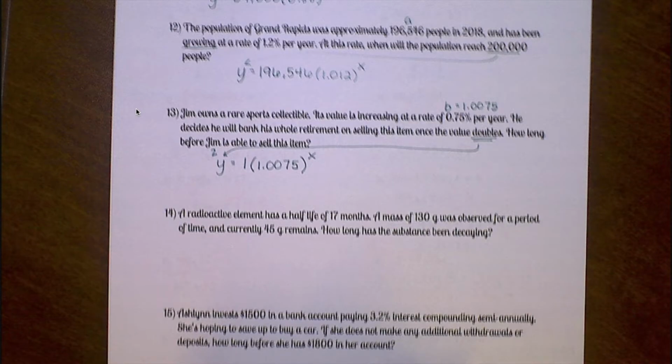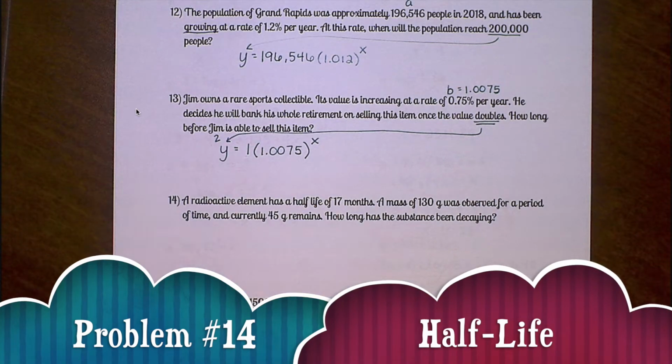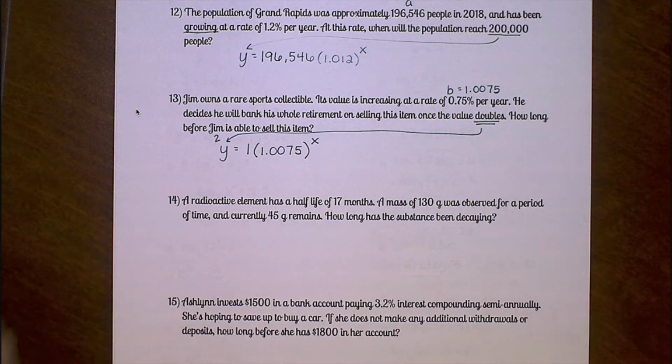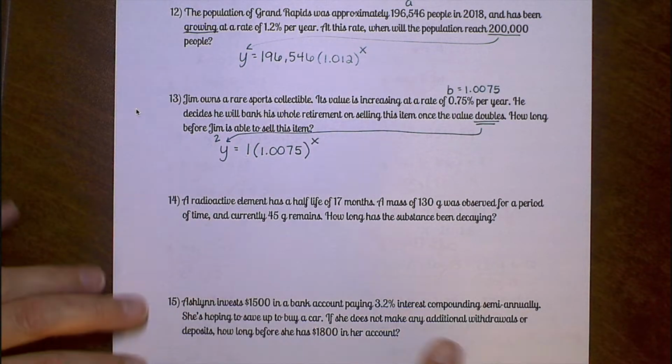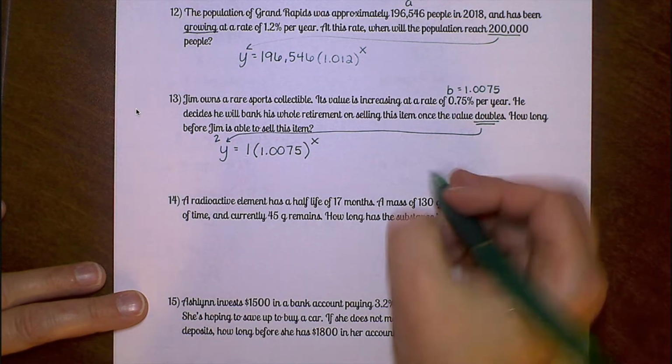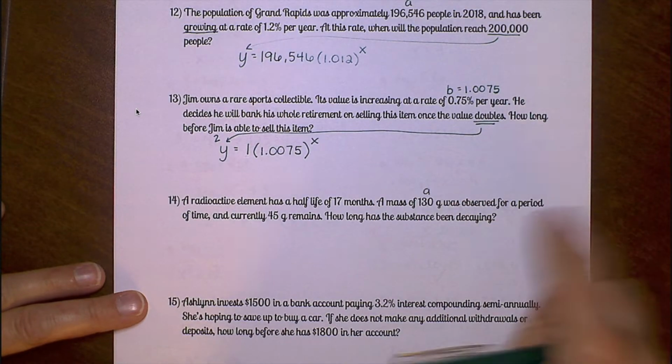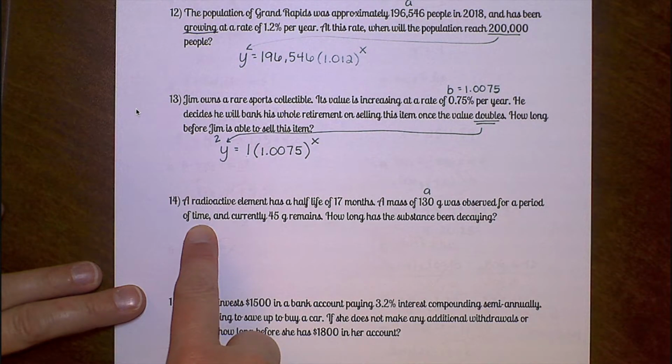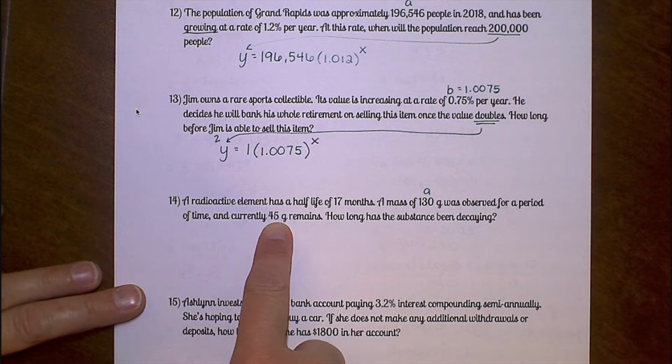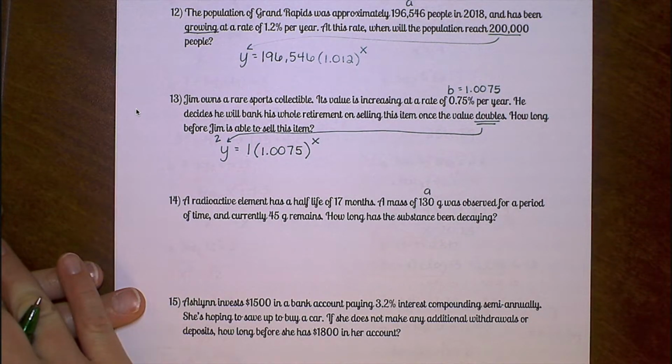Next up is our favorite, half-life. So radioactive element has a half-life of 17 months. We're going to ignore that number for right now. A mass of 130 grams, so that's our initial value, has been observed for a period of time and currently 45 grams remains. How long has the substance been decaying?